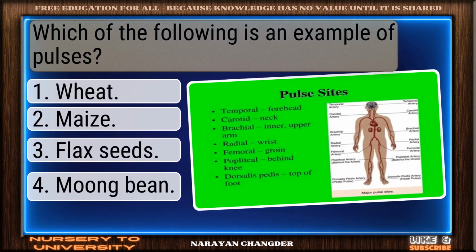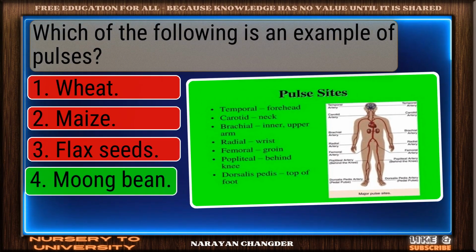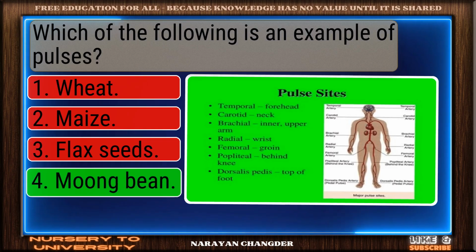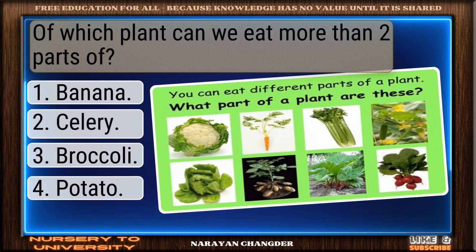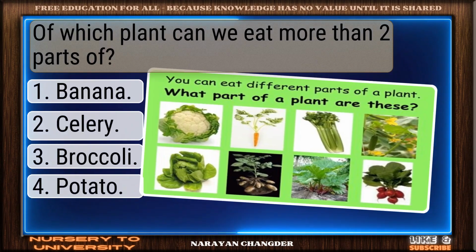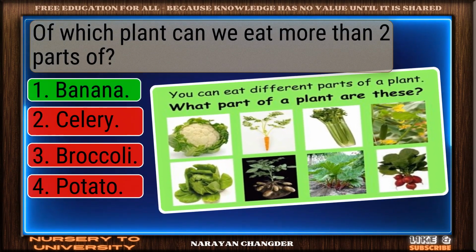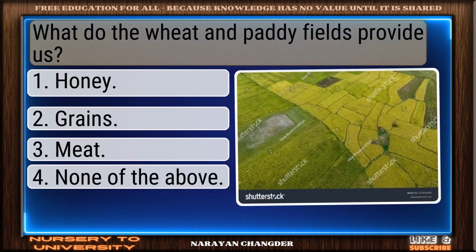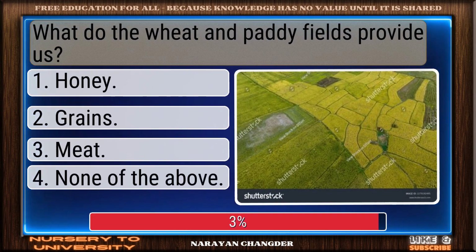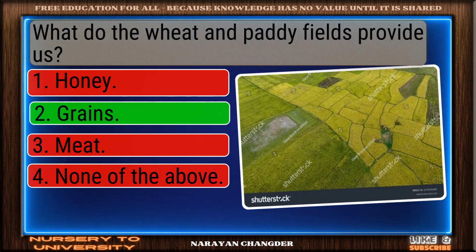Which of the following is an example of pulses? Great thinking. Mung bean is the right choice. Of which plant can we eat more than 2 parts? Correct response. Banana is the most accurate answer. What do the wheat and paddy fields provide us? Strong choice. Grains is the right answer.